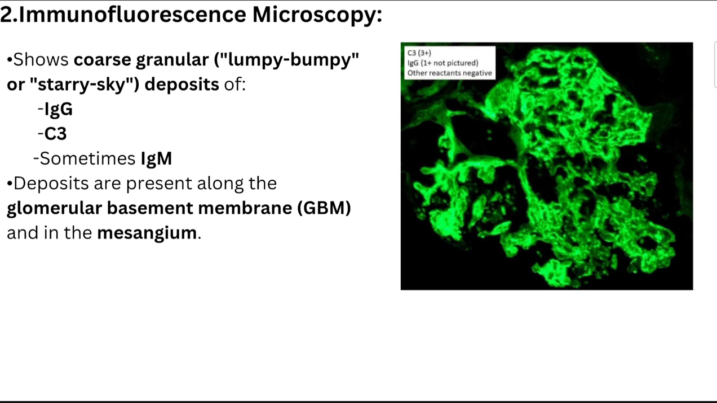First, we observe the granular deposits, often referred to as lumpy-bumpy or starry sky patterns. These deposits are primarily composed of IgG and C3, and sometimes IgM. These immune complex deposits are crucial as they are distributed along the glomerular basement membrane and within the mesangium, indicating an underlying immune-mediated process affecting the kidney.